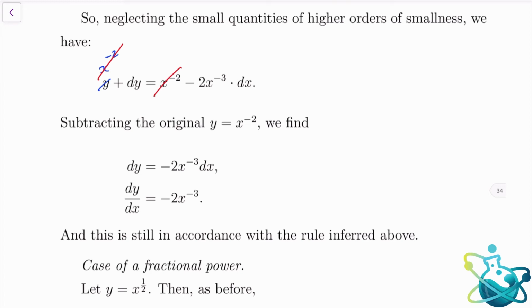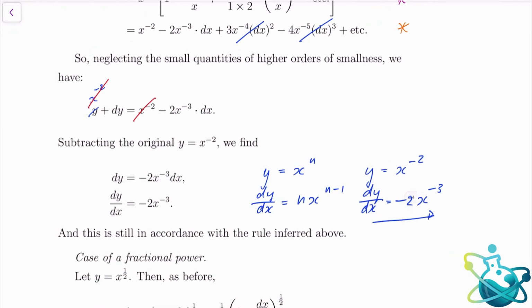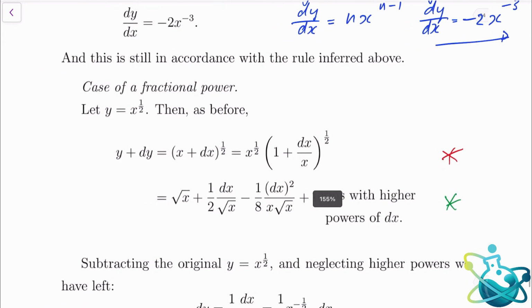You have the general rule: y equals x to the power n, then dy over dx equals nx to the power n minus 1. So if you start out with y equals x to the power minus 2, then dy over dx equals minus 2 in front, x to the power minus 2 minus 1, which is minus 3. This is exactly what you got here, guys. So you can still follow the general rule with negative exponents. Good.